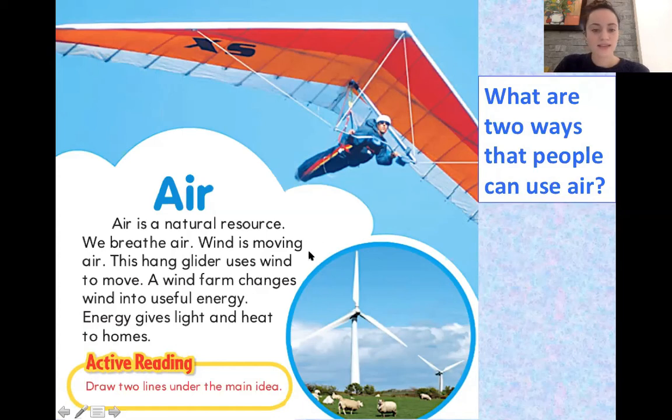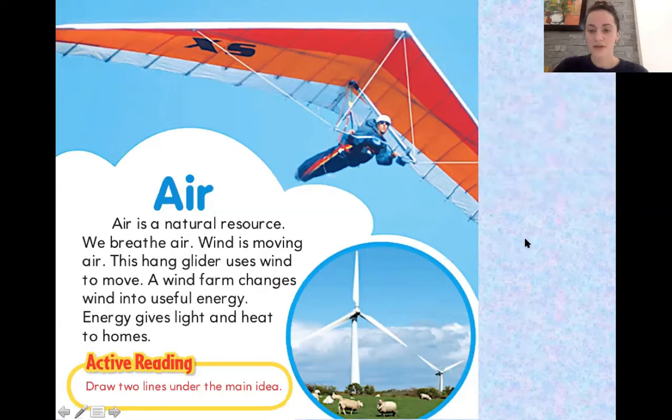What are two ways that people can use air? Let's see, how about Sino? Sino, what are two ways people can use air? To breathe. To breathe, very good, that's one. How about a second way? Air to fly. Very good, to fly or to fill up a balloon. We can also use it for energy, for moving a boat in the water.